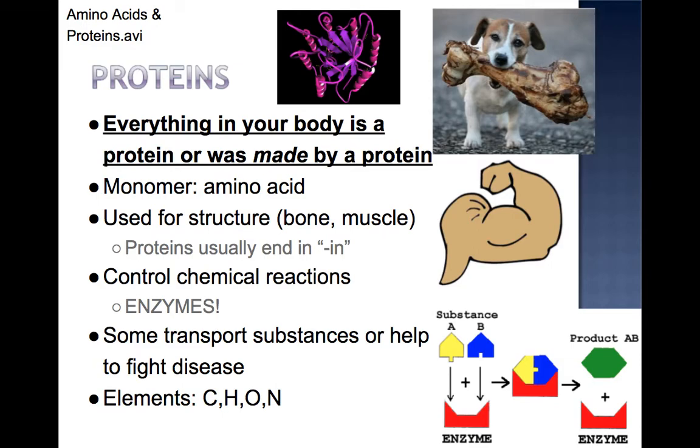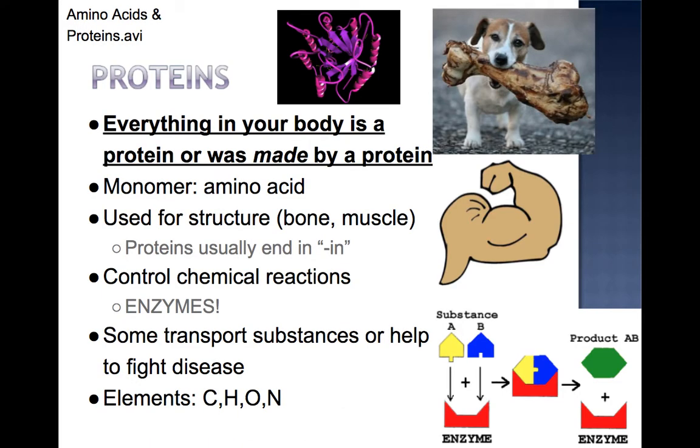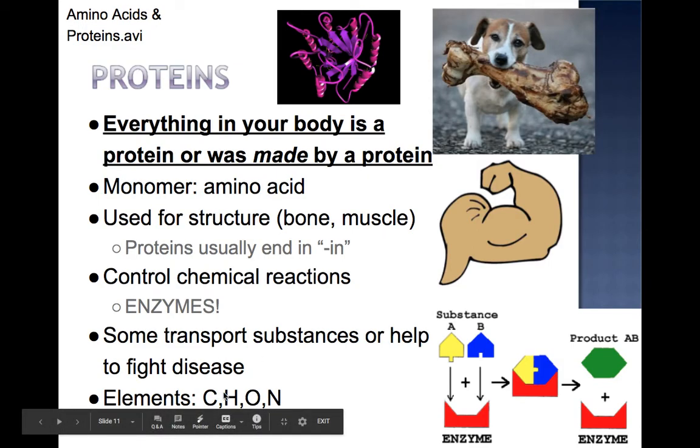They're used for building bone, muscle, tissue. They're used for controlling chemical reactions and what we call enzymes, extremely important. Most of the time, proteins will end in IN. Insulin, hemoglobin, words like that are proteins. Some of these help transport substances and help us fight diseases. So you'll see, we'll talk about things like immunoglobulin. Those are things that are proteins. They do contain the elements carbon, hydrogen, oxygen, and nitrogen.